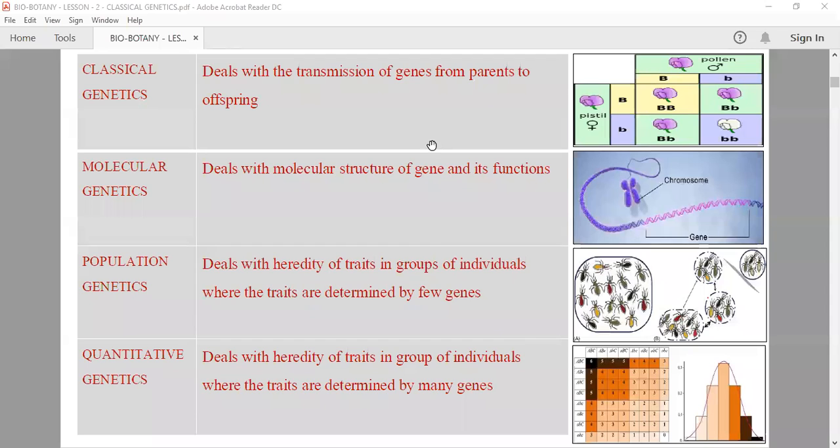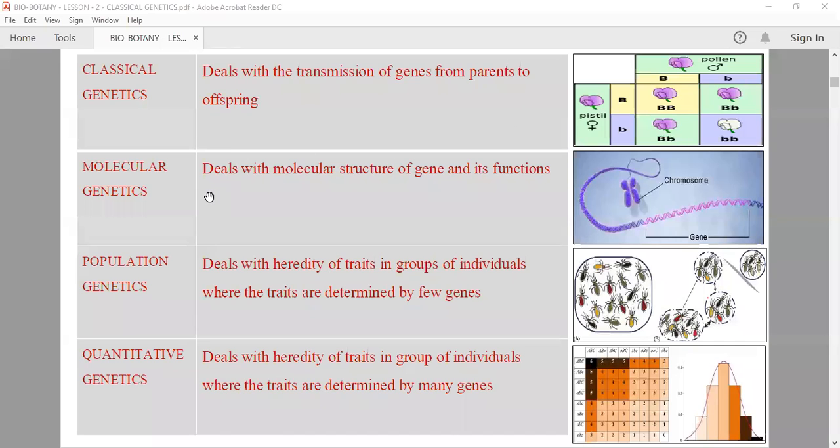The first category is classical genetics. It deals with the transmission of genes from parents to offsprings. Here you can see the picture. This side one is the pistil. It is the female parent, and here it is a pollen. This is the male parent. So the offsprings automatically get the color of the parents. The characters are transmitted from the parents to the offsprings. So that is the first category.